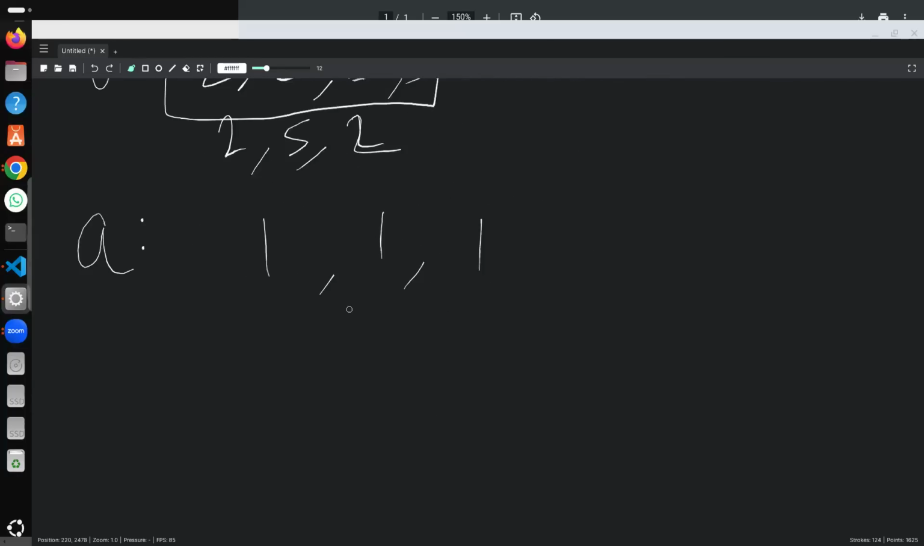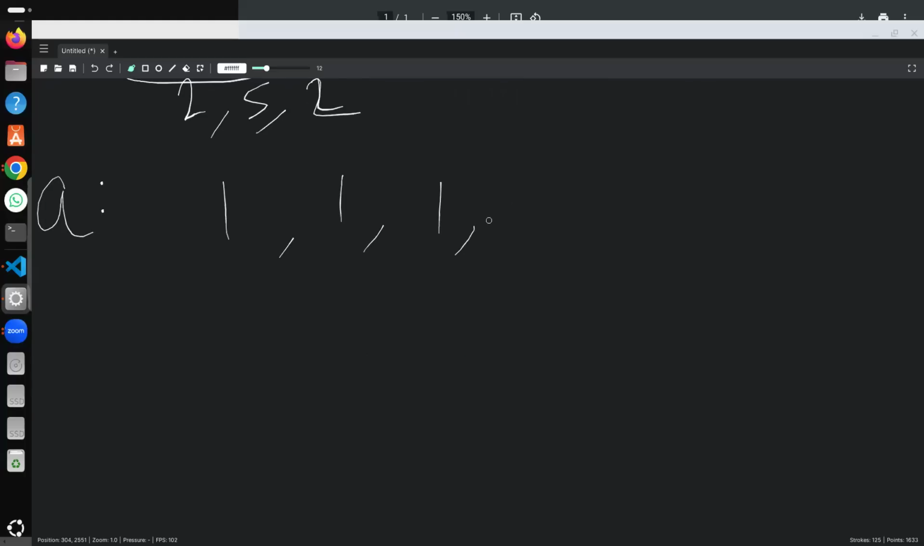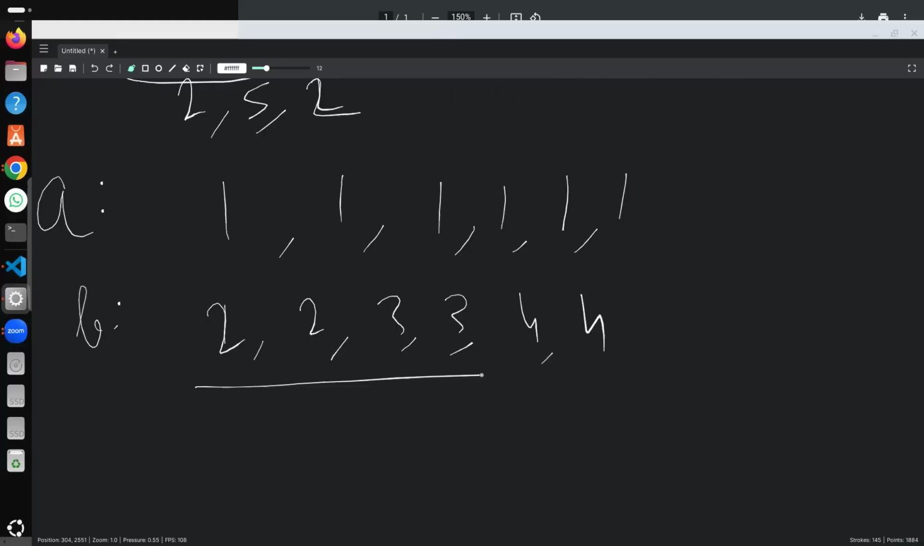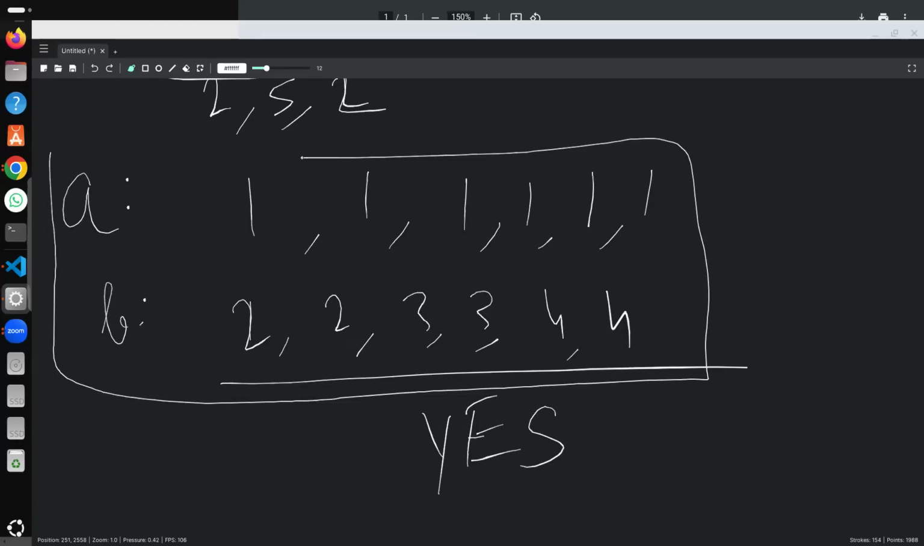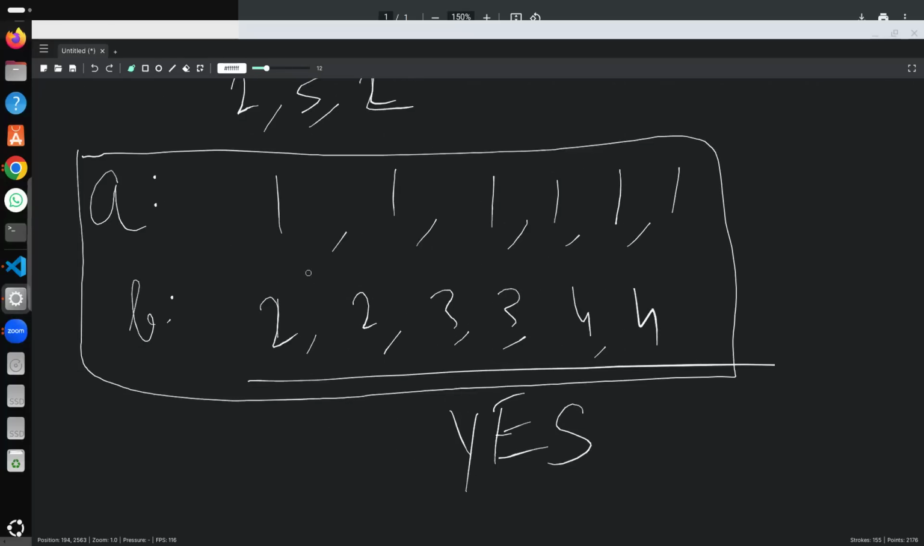But let's say A has three elements. I mean, let's say A is fully the same, and B has at least three distinct elements, like let's say 2, 2, 3, 3, and 4, 4. So in this case, the answer would be yes. Because when you add them in the array C also, you will get three distinct elements, right? So we have seen that if all the elements in A are the same, then the number of distinct elements in B has to be at least 3, right?